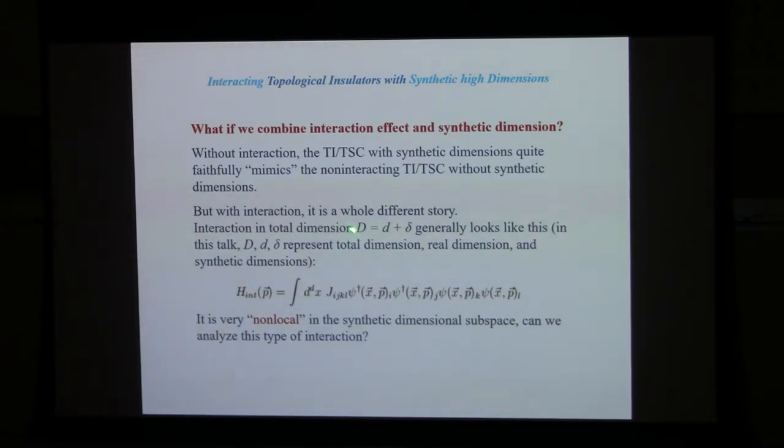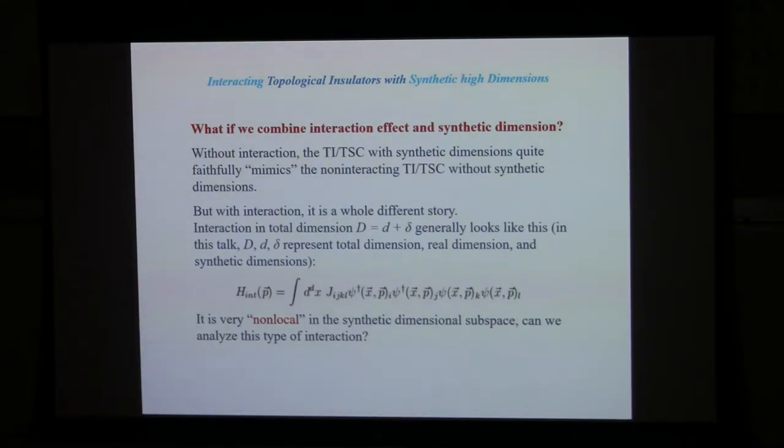Let's say that we have a total dimension capital D. This total dimension capital D includes the actual dimension small d, and delta is the synthetic dimension. Delta simply means that we have delta different tuning parameters which simulate the extra-dimension crystal momentum. Then what is the interaction in this total dimension capital D?